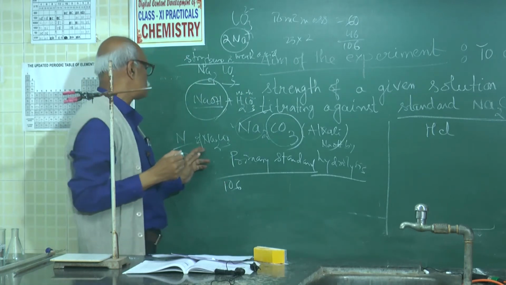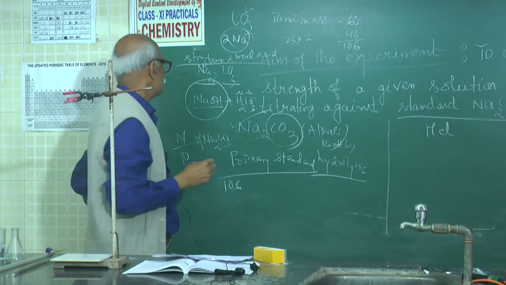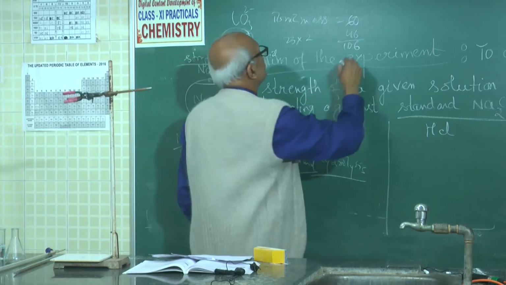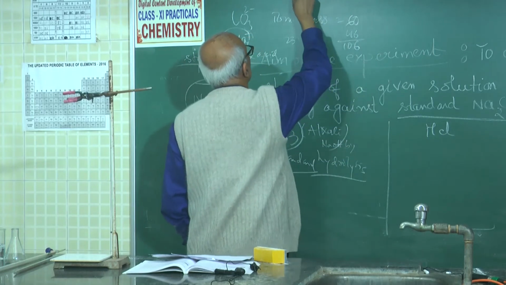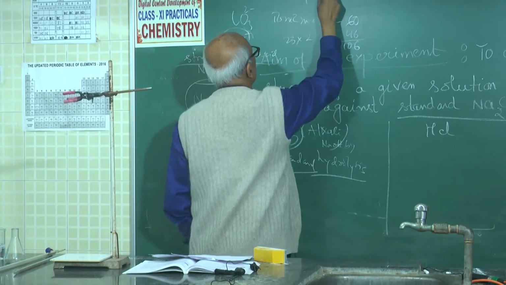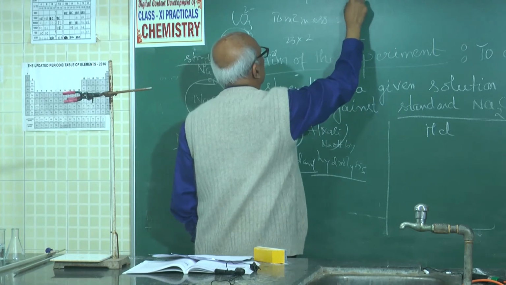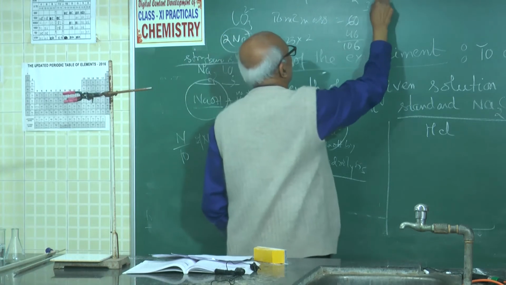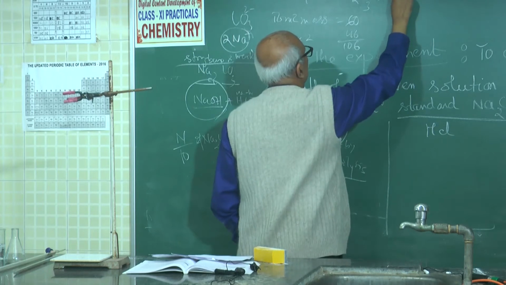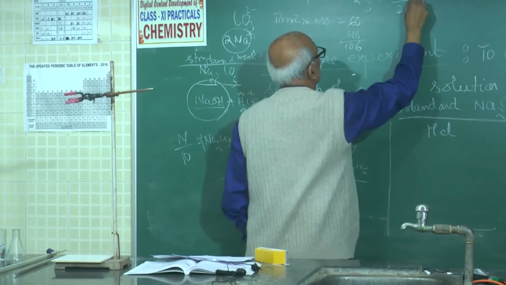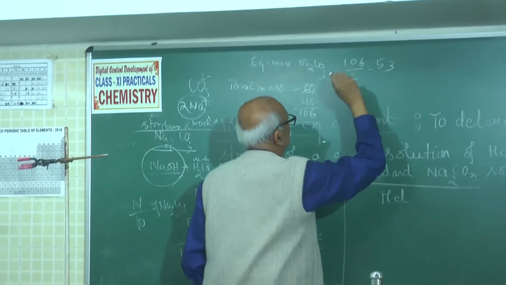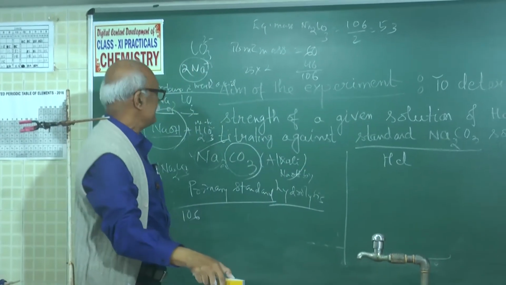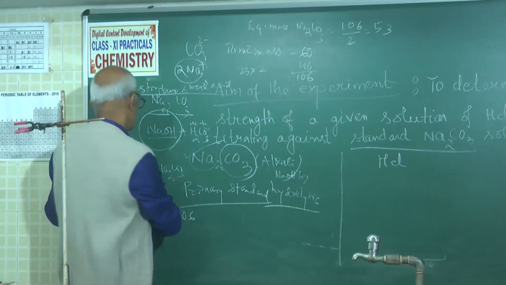As there are 2 sodium atoms, 106 by 2 is the equivalent mass. The equivalent mass of sodium carbonate is 106 by 2, which is equal to 53. Remember, 53 is the equivalent mass of sodium carbonate.